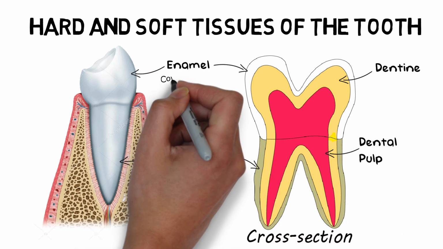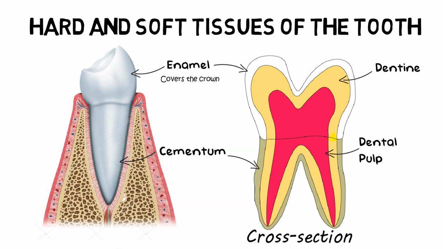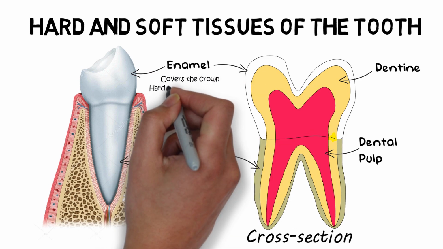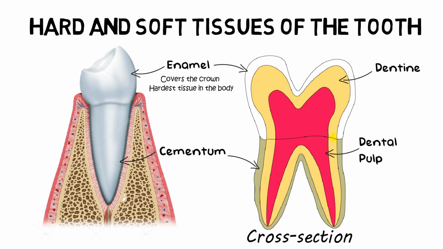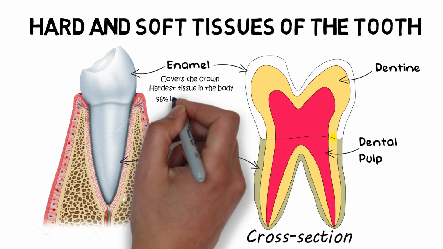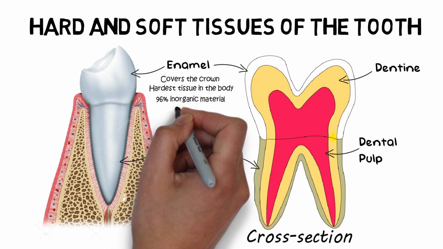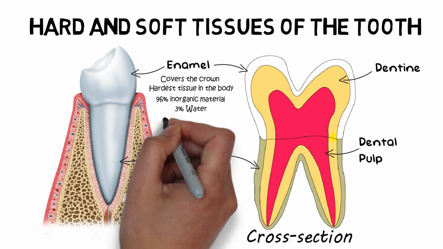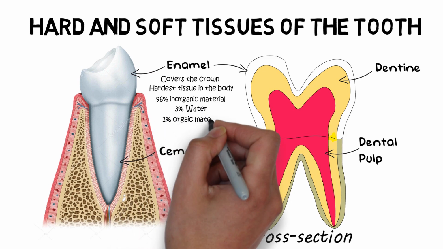Enamel, as discussed, is present only on the crown and is the hardest tissue in our body. Perhaps the reason why it is so strong is its composition. It consists of about 96% inorganic material, while the rest is approximately 3% water and 1% organic material.